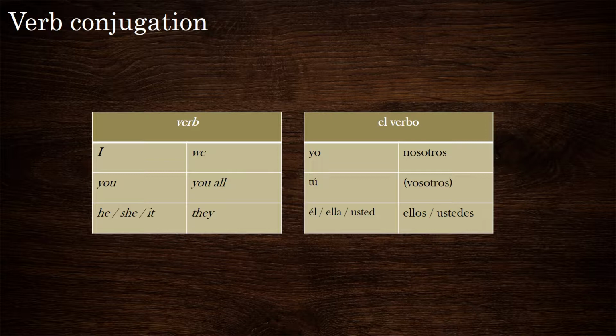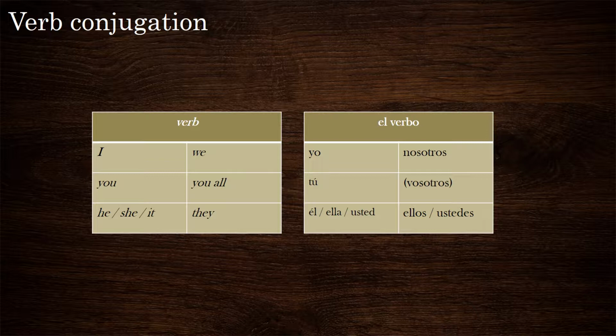Nosotros is we, vosotros is you all, only in Spain. I don't use it. If you want to learn it, you're on your own. If you go to Spain, use ustedes, which means you all. And in Spain, it's the formal form of you all. In the rest of the entire world, it means you all, formal and informal. And ellos is they.